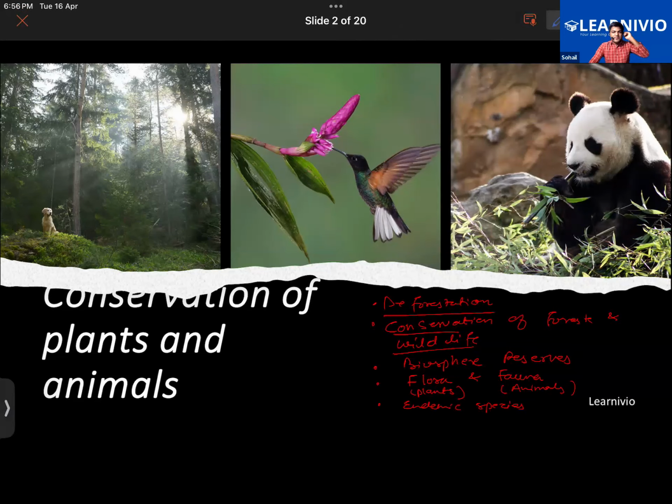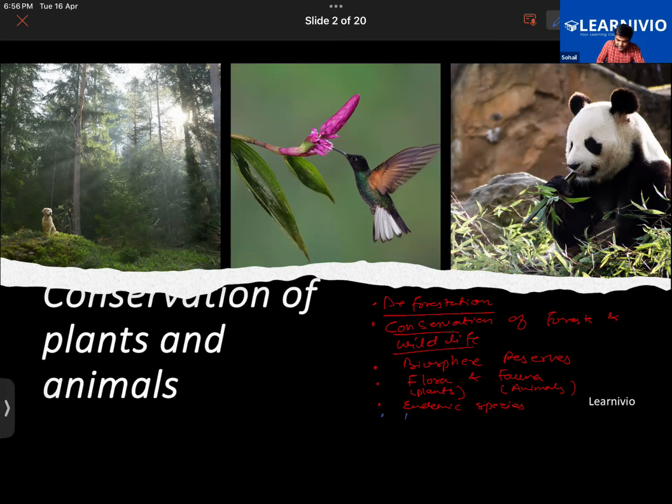Endemic species. Then you guys might have visited wildlife sanctuaries or a zoo or a national park. Have you guys ever been to a zoo or a national park or a wildlife sanctuary? Yeah, Khadija, Sundus? If you haven't, you must visit. You will get to learn a lot from there. So we are going to study about wildlife sanctuaries, zoos, national parks, and what's the difference between a wildlife sanctuary, zoo, and national park. How are they different from each other?